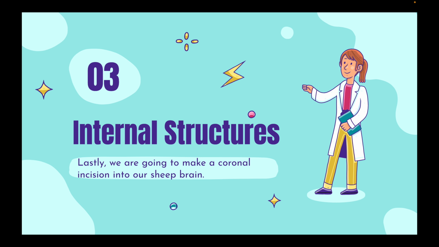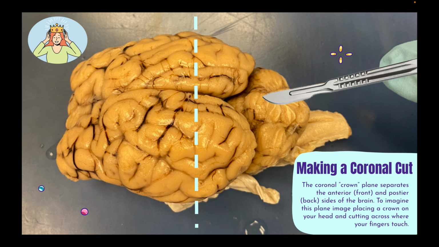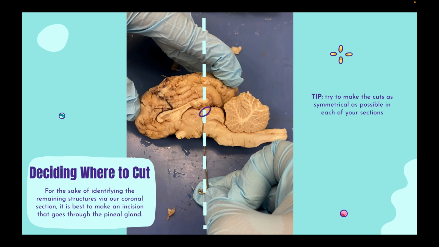Now we're going to look at more internal structures and review some internal structures we have previously seen by making a coronal incision into our sheep brain. To make our coronal cut, the coronal or crown plane separates the anterior front and posterior back sides of the brain. To imagine this plane, imagine placing a crown on your head and cutting where your fingers touch. For the sake of this tutorial, it is best to make an incision that goes to the pineal gland, which is circled along the dashed line shown.